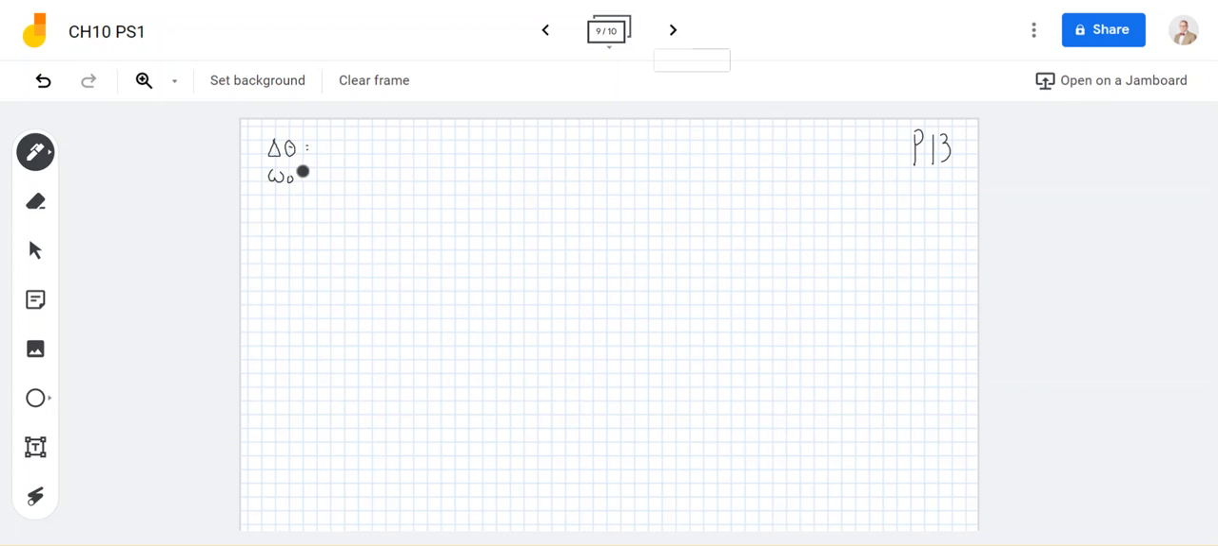I have omega naught. I have omega final. I have angular acceleration, and I have time. And so what we're going to do is we're going to see if we can fill in some of these, and if we can fill in these, then maybe we'll be able to understand the problem a little better.